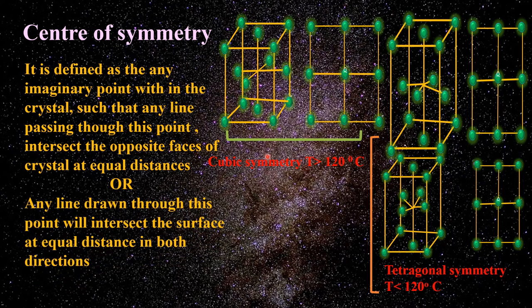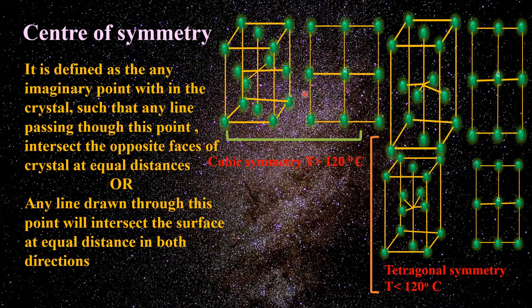Or, the center of symmetry can be defined as a point such that any line drawn through it will intersect the surface at equal distance in both directions. Like we have this figure, that is cubic symmetry. This one is the tetragonal symmetry, and here you can see that this one is the center of symmetry. All lines passing through this point will intersect the opposite faces at equal distance.